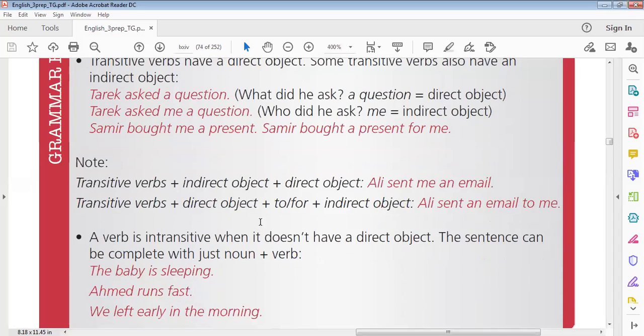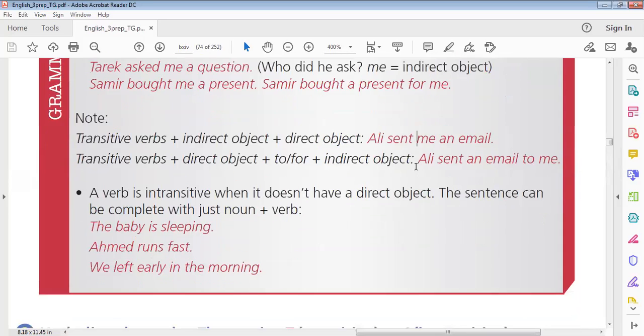But we have here another example. Ali sent me an email. If I want to start with an email and then put me, you have to put to in the middle. Ali sent an email to me. So this is the lesson in which we just replace between the direct and indirect objects.